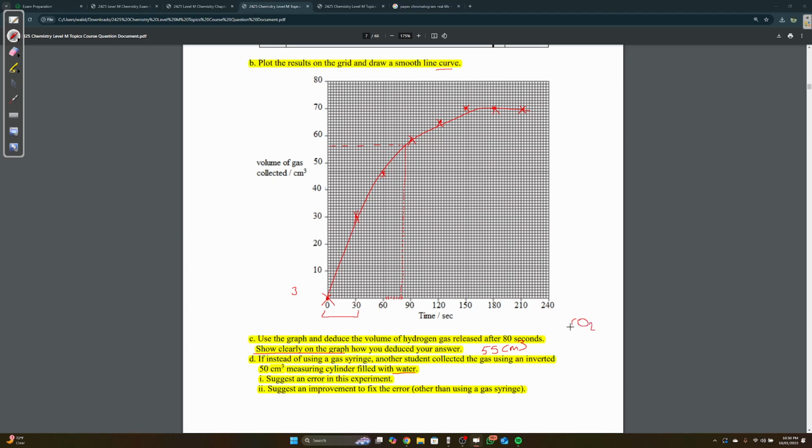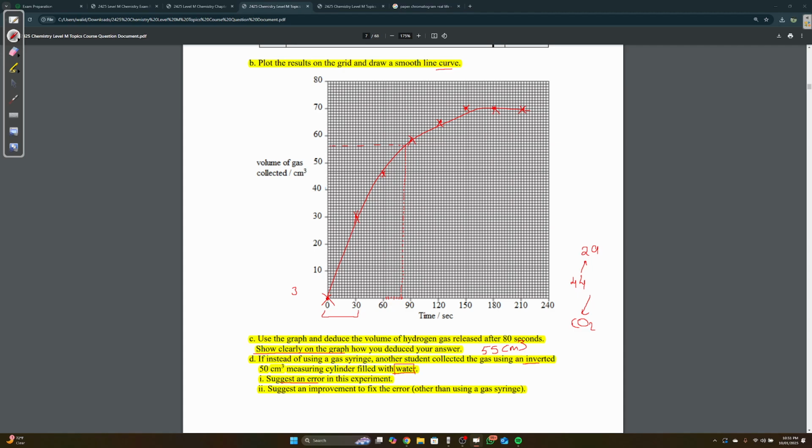We're collecting carbon dioxide gas. They're saying suggest an error. The first thing people will think, and no, it's not downward delivery. For CO2, it's actually 44, 12 plus 32, yeah, 44. And compared to air, 29, it's denser, so downward delivery with an inverted cylinder would be correct. So people will be like, huh, what's wrong with it?